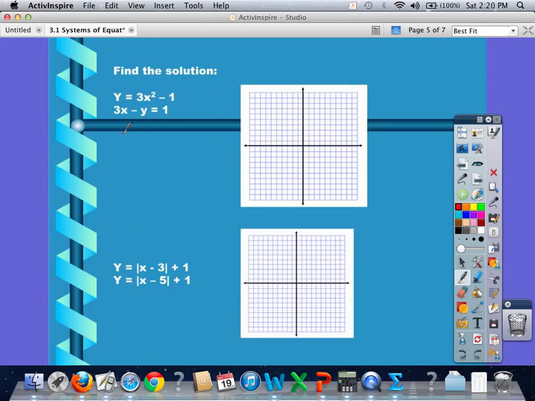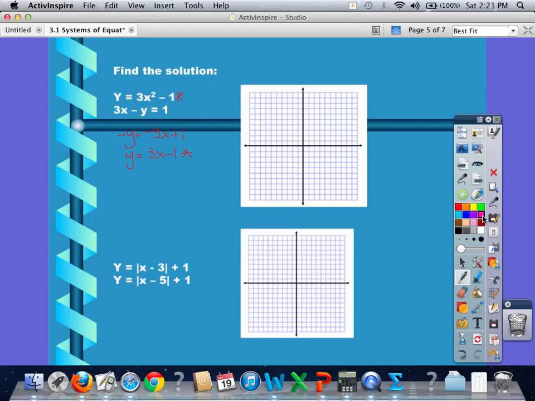So we're going to have negative y equals negative 3x plus 1 when we move 3x over. And then because of this negative, we have to change all our signs. So it's going to be y is equal to 3x minus 1. So this is what we're going to graph, and this is what we're going to graph.